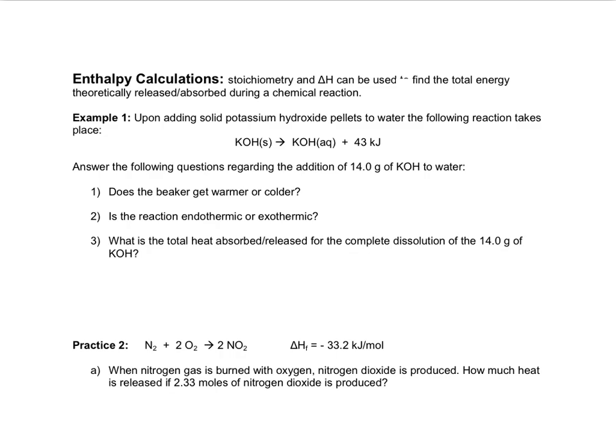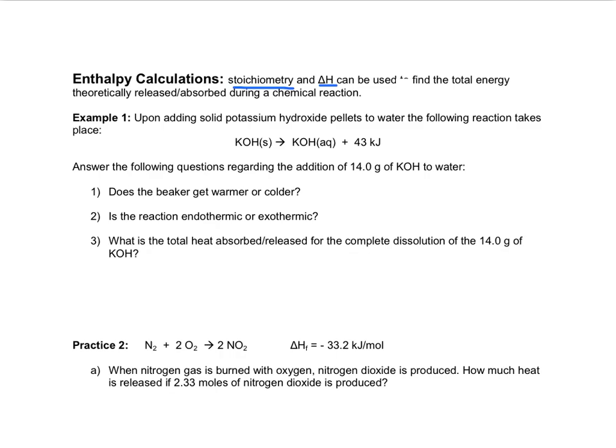We've got our stoichiometry, and then we've got delta H as basically a product or a reactant within the reaction. So it's used just like you would a normal reactant or a product. You're just using energy instead of the compound itself. So we're treating the energy like the reactant or the product. An enthalpy calculation is really easy. It's used to find the total energy that's absorbed or released during a chemical reaction.